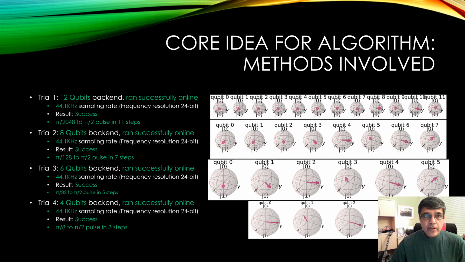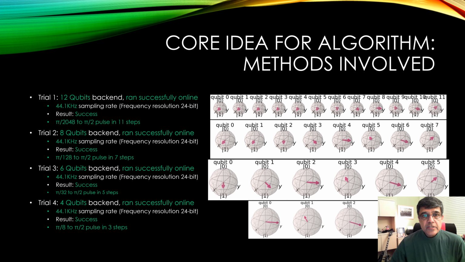As indicated earlier, we did 4 trials with 12, 8, 6, and 4 qubits. We used 2 input files, 900 Hz and the Bach Prelude song recording. Both files were at 44.1 kilohertz sampling rate, and frequency resolution was 24 bits. All 4 simulated trials were successful.